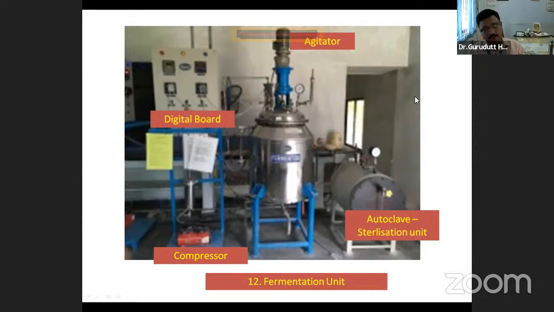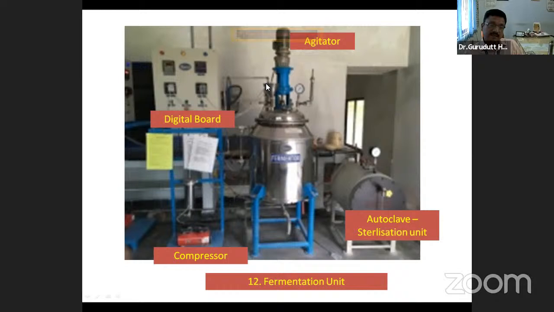Once the mother culture is ready, then we have to pour it through the funnel. Before that, we have to sterilize this fermentation unit 2 to 3 times. You can see here, this is a sterilization unit. We have to pour water here, and then through steam, this fermenter will be autoclaved, or sterilized.